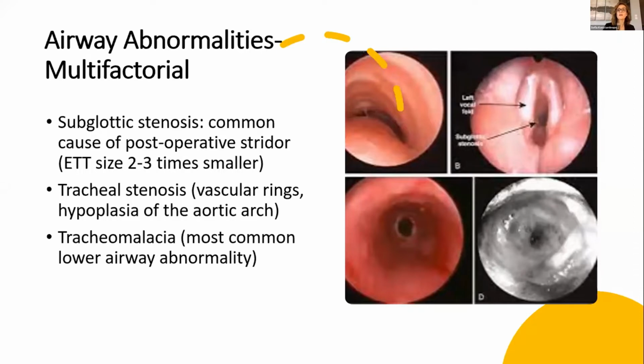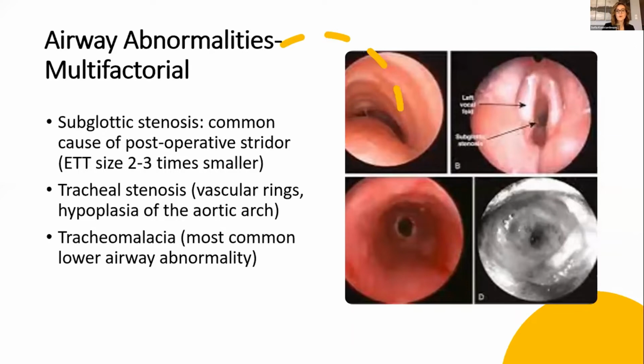And actually, a study comparing 42 individuals with Down syndrome with 32 control subjects with no history of stridor or earlier intubation found the ET tube size evaluated was 2 to 3 times smaller than that of their age-matched controls. So keep that in mind.